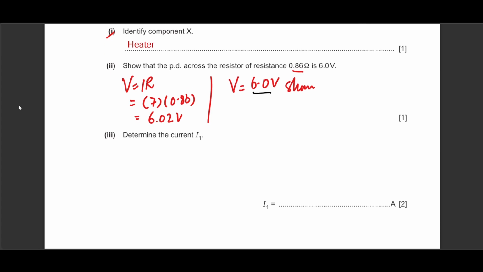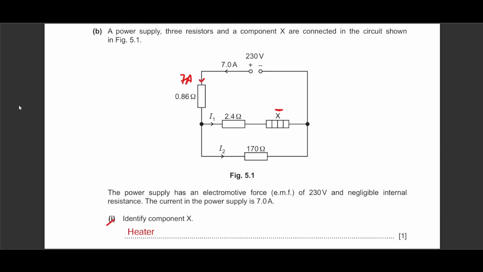He says determine the current I1. Now I'm surprised that this part actually requires more steps than usual. This is for 2 marks, whether this should have been for 3 marks. But again, what can we say? It's the examiner. He wants you to find the value of I1. So, if 7 amperes is entering this junction, we can figure out how much current goes to I2, and then we can simply subtract it from 7 amperes to get I1.